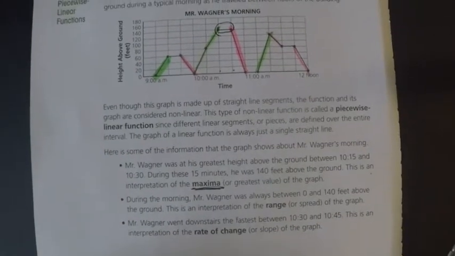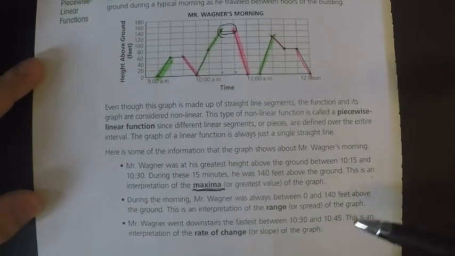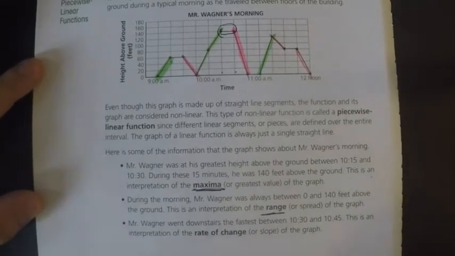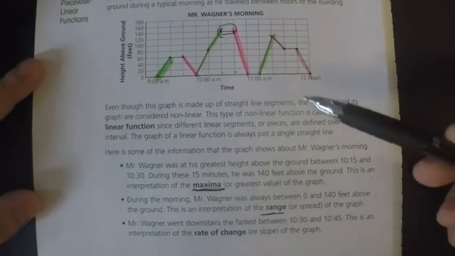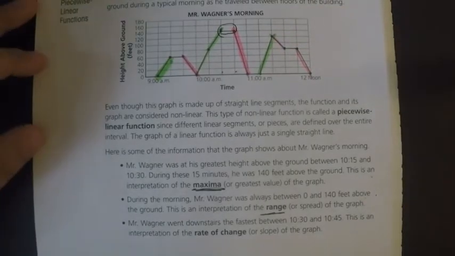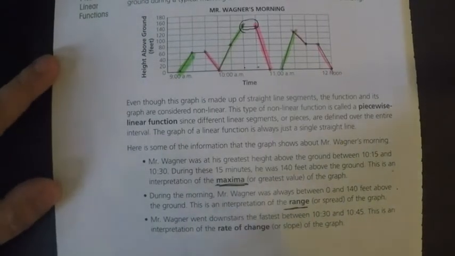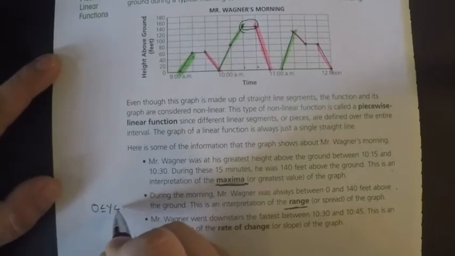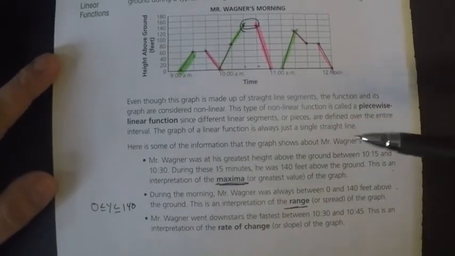Then if we continue here, it says during the morning, Mr. Wagner was always between 0 and 140 feet above the ground, and this is an interpretation of the range, or the spread of the graph. This is also our y values for which this graph is defined. So if we were to write the range, like before when we were talking about certain functions, we wrote it as an inequality, and that could look something like this, where we have 0 is less than or equal to y, which is less than or equal to 140 feet. So this would also show the range of this graph here.